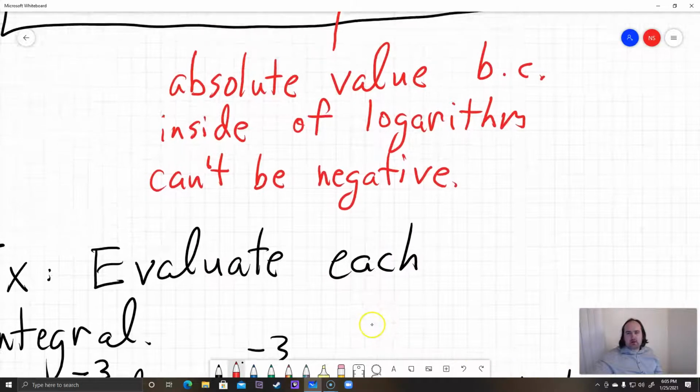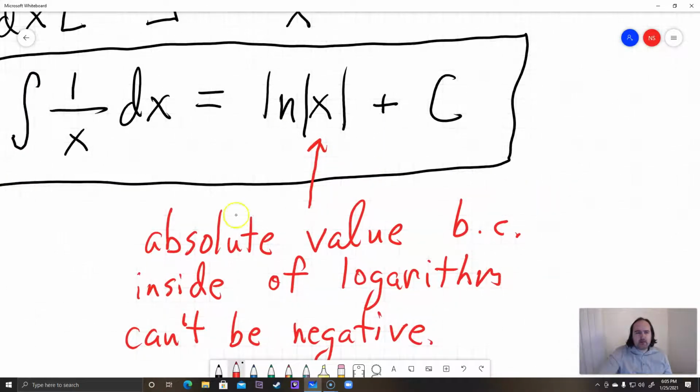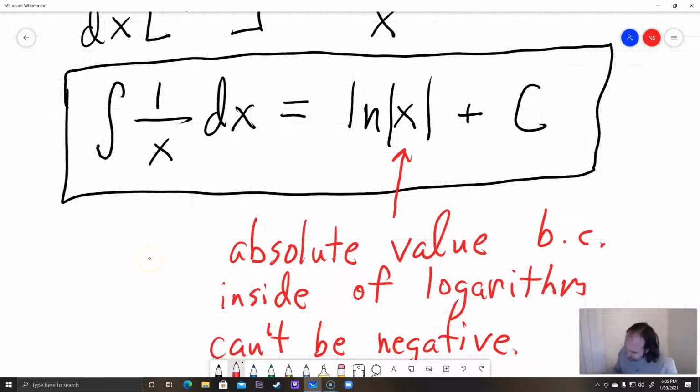Whereas the formula that I gave you up here is an indefinite integral. How do I know it's indefinite? Well, there are no numbers here that we're plugging in. If there are no numbers on the top and the bottom of the integral, it's indefinite. So we write plus c.